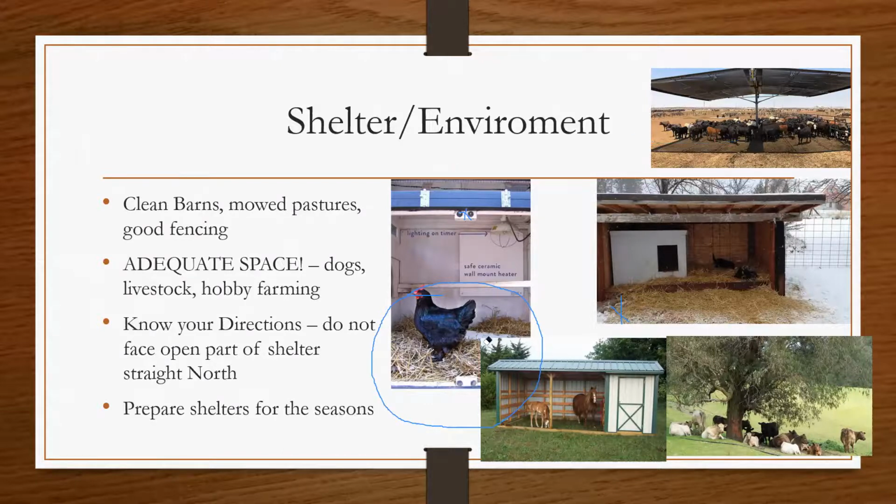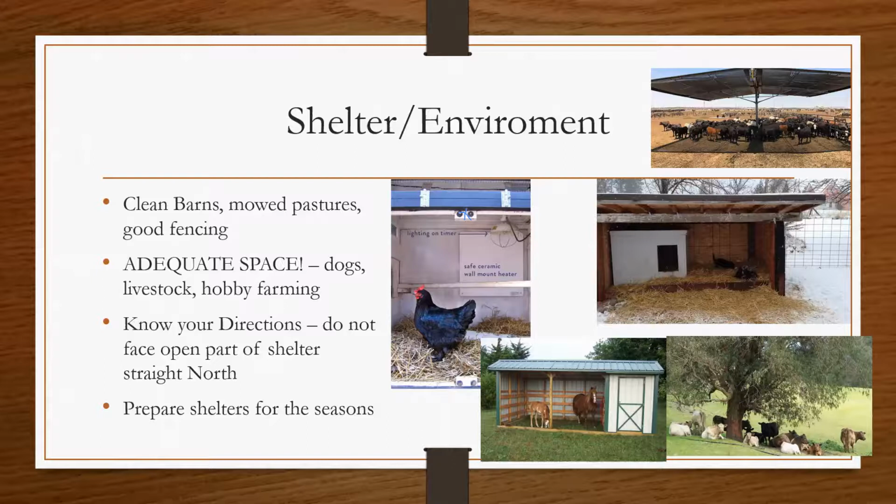Okay. So get all these out of there. So shelter environment. We need clean barns, mowed pastures, good fencing. Like I said earlier, all these farms in this picture are very clean. The pastures are all nice and clean. These are great examples of good shelter and environment.